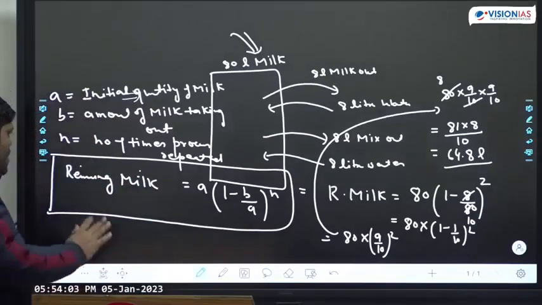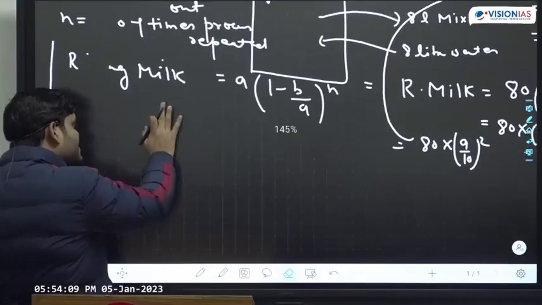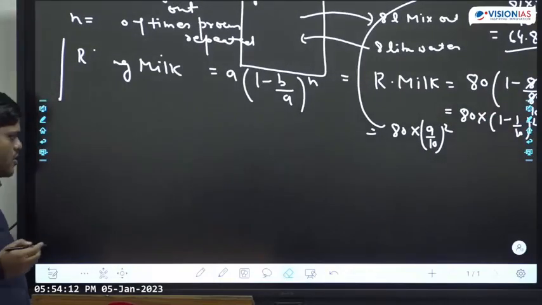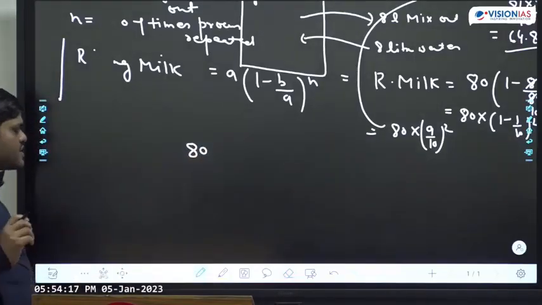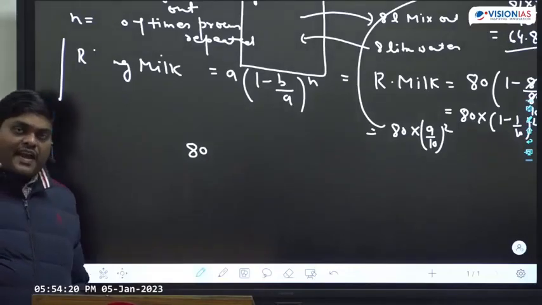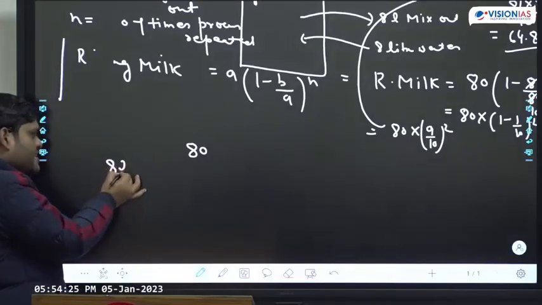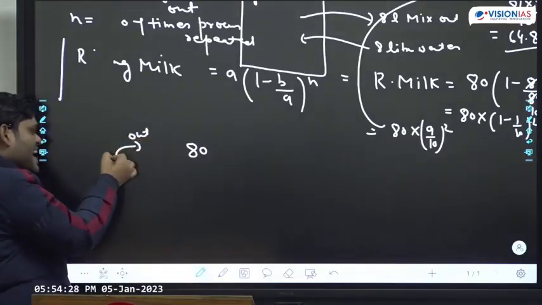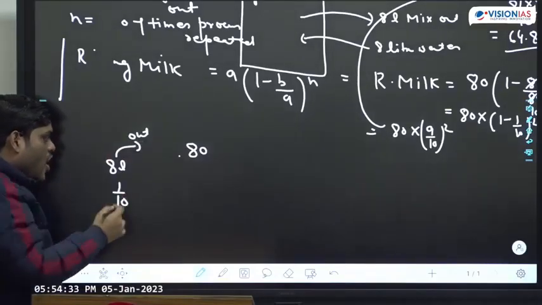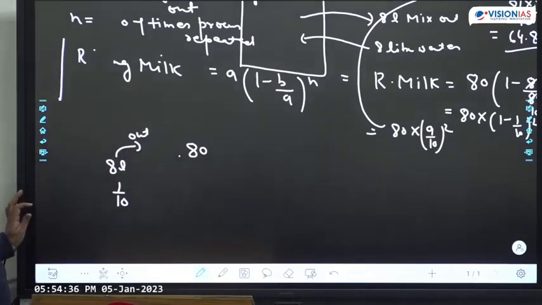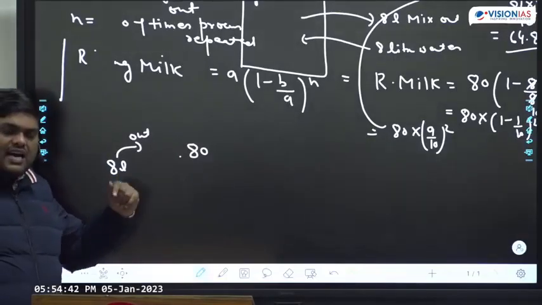Okay. Now understand, the same logic we can apply without pen and pencil also. See, total milk was how much? Total milk was 80. You are taking 8 liter of milk out. Is this 8 liter 1 by 10th of 80 or not? Or simply 10% of 80 or not? Are you getting my point or not? This is simply 10% of 80.